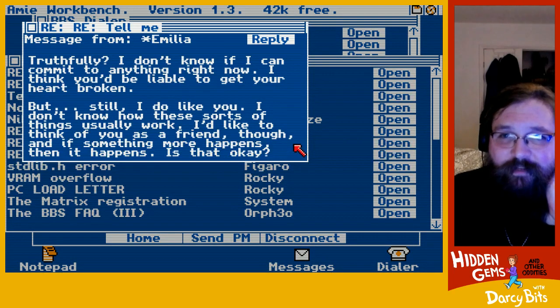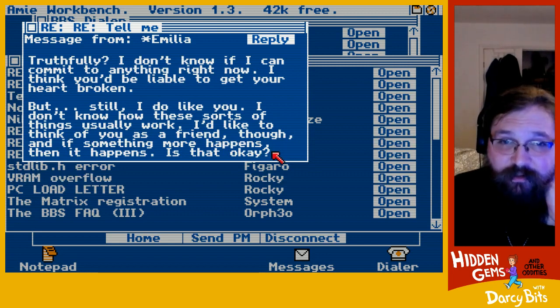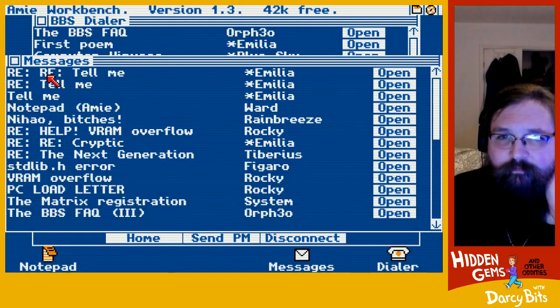Truthfully, I don't know if I can commit to anything right now. I think you'd be liable to get your heart broken. But still, I do like you. I don't know how these sorts of things usually work. I'd like to think of you as a friend, though. And if something happens someday, then it happens. Is that okay? Yeah, that's okay.